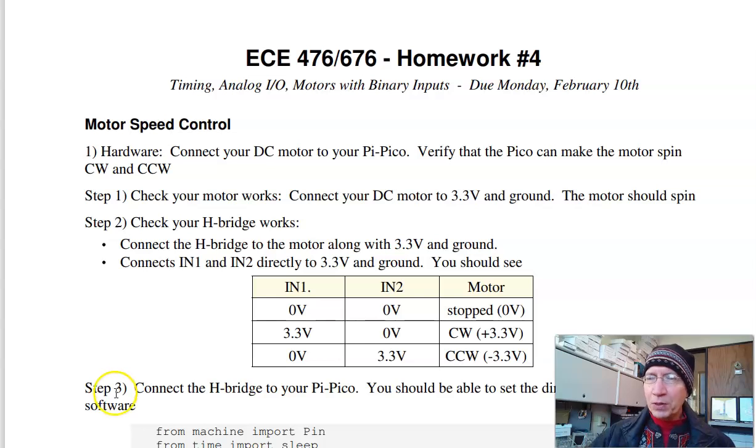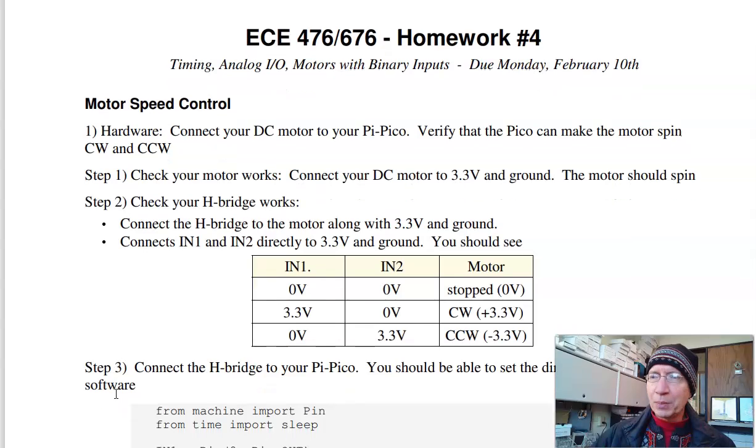So the first problem is using a DC motor that has an analog output. I want to be able to control the speed from minus 100% to plus 100% using a potentiometer on your board.